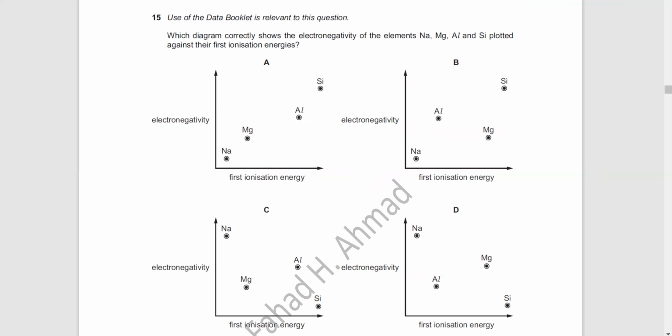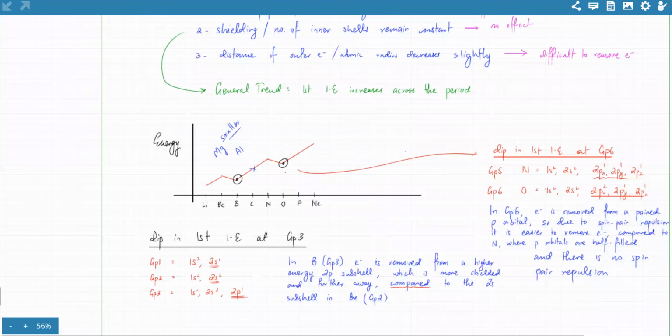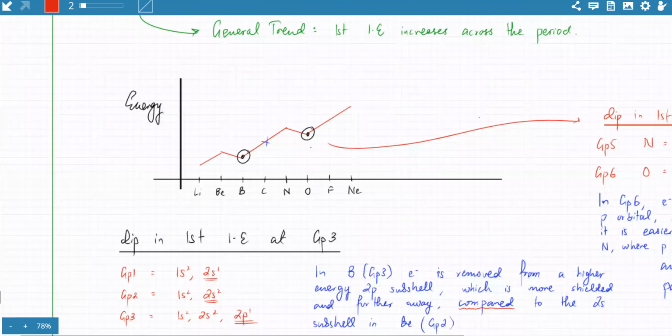Okay, so they're in the same period. So if I write across the period, the graph is going to look like this. Na would be the first one, then it's going to be Mg, then Al. There's going to be a dip at Al, and then there's going to be Si. Now, who has the lowest ionization energy? It's going to be Na. Then the second lowest is going to be aluminium. Then there's going to be Mg, and then there's going to be Si. So that's how the values are going to be arranged.